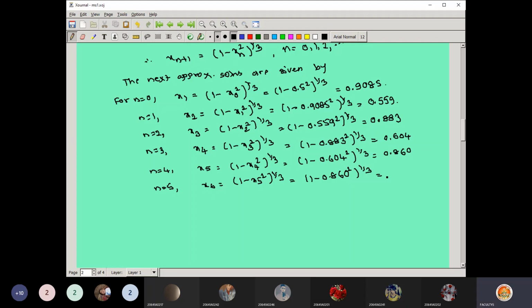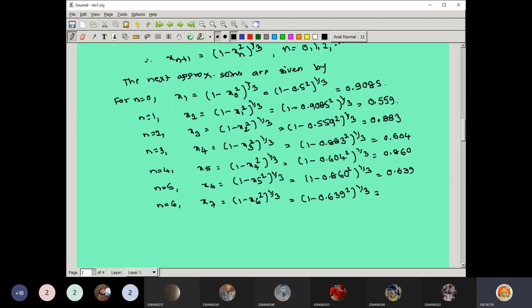One minus 0.639. 0.639. Again, the answer is different. So you go for the next value, n equal to 6. It is somewhat easy compared with your previous methods. x7 is (1 minus x6 squared) to the power 1 by 3. So 1 minus 0.639 squared, power 1 by 3.